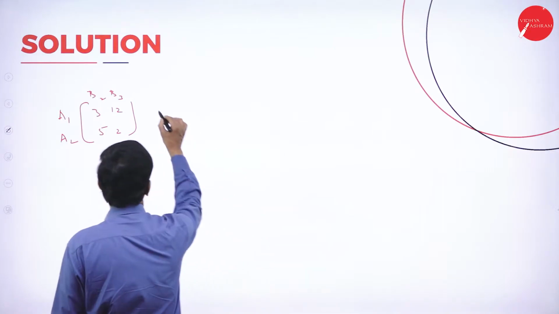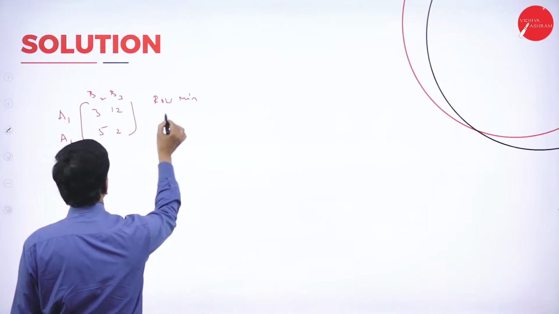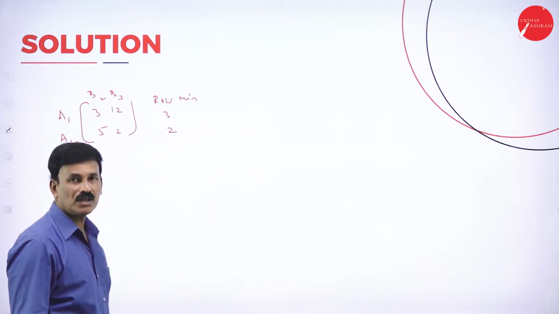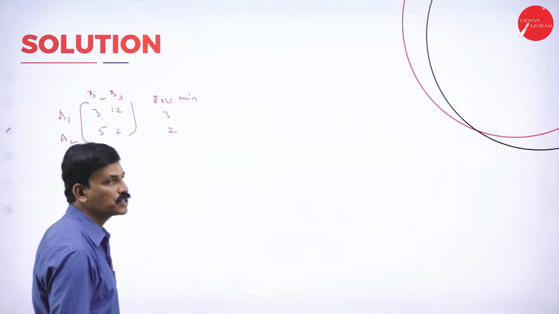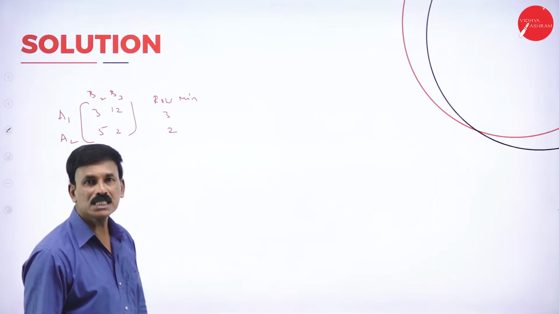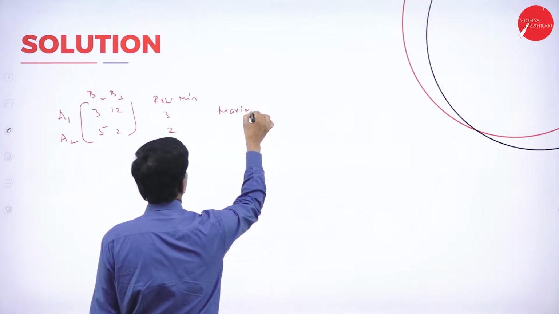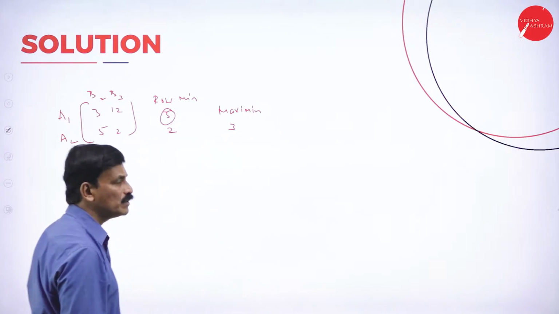Let us find row minima. What is row minimum? This is 3 and here it is 2. Find out the value of row minimum. In the first row, the minimum value is 3 and the second row minimum value is 2. Then find out the maximum in this minimum. Maximin. The maximum in this is 3. Maximum in minima is 3.